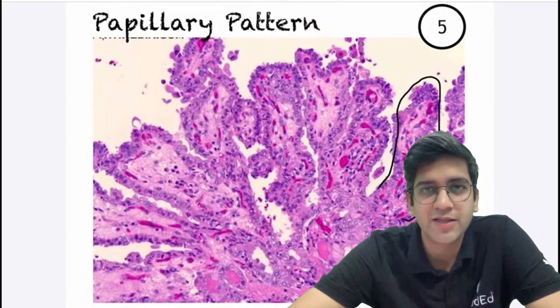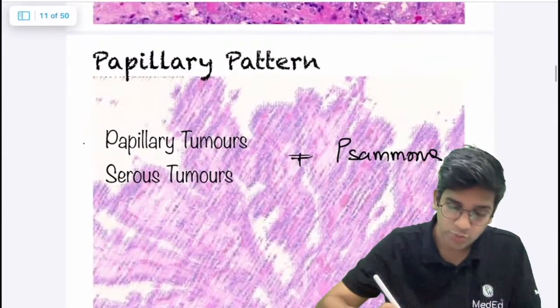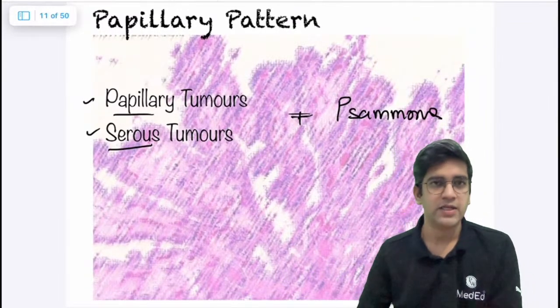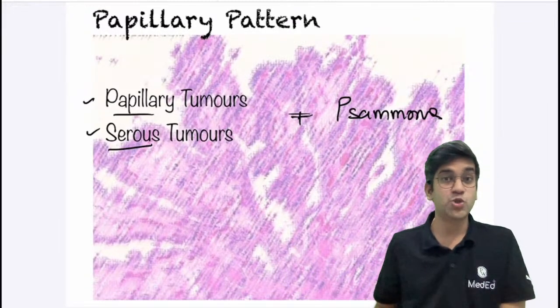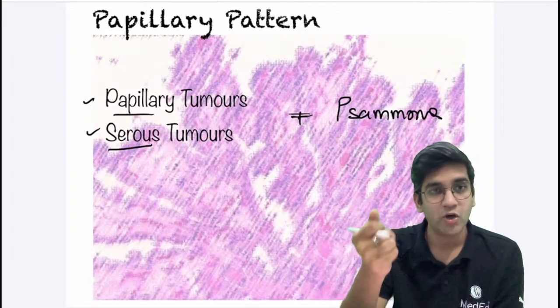Yes. Where do you think it happens? Papillary pattern? Perfect. It happens in tumors with papillary in the name or tumors with serous in the name. And obviously they will have Psammoma bodies, right? So that's what we read in Psammoma bodies: the dystrophic calcification, papillary appearance, and meningioma, perfect, or serous tumors.